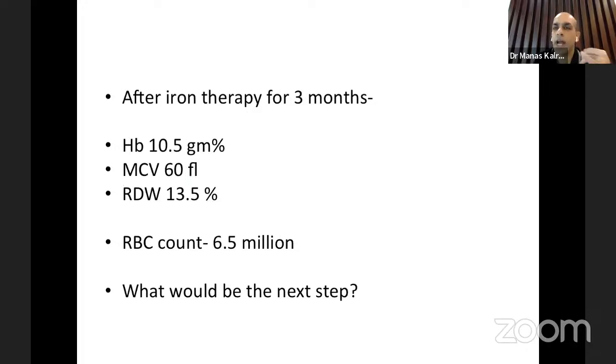So you have now looked at MCV, RDW, RBC count, basic classification of anemia with this first case. So after you give iron therapy to this patient, now you see that the hemoglobin has gone up. It's nice and beautiful, 10.5. Not really ideal, but at least it went up from 6.5. And now the child is eating, the child is okay. But mother is still worried. Why? Because the MCV is still low.